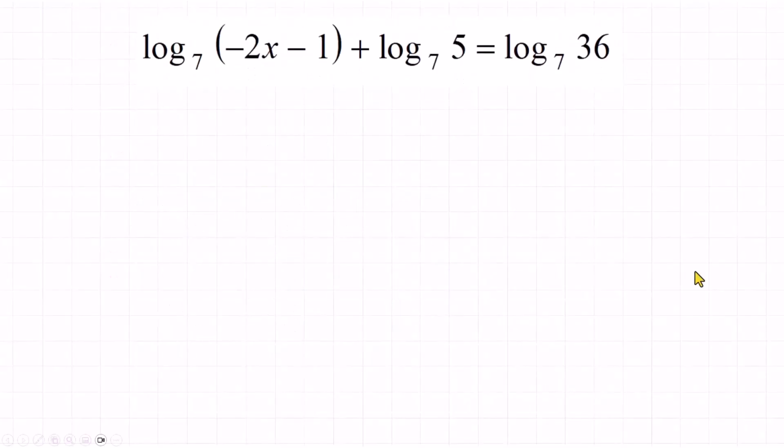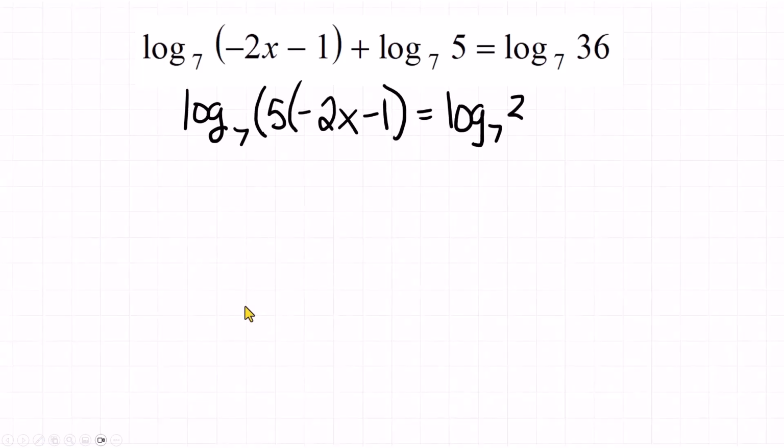All right, let's look at this one. Oh, that looks so intimidating. Well, I am going to do a little bit of properties on it. They're all base 7. You always have to have the same base. These two are added together. So that means this started out as something that was multiplied. And if I use distributive property here and multiply that 5 through, there we go.